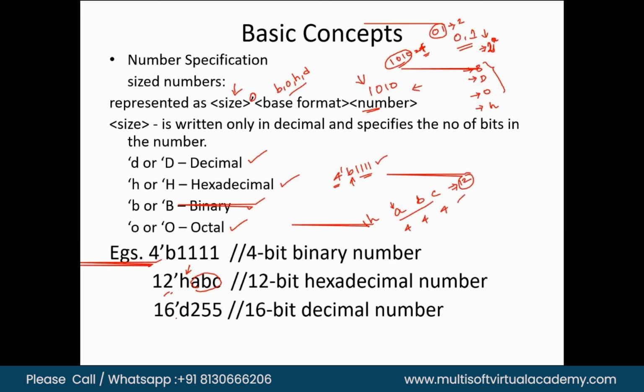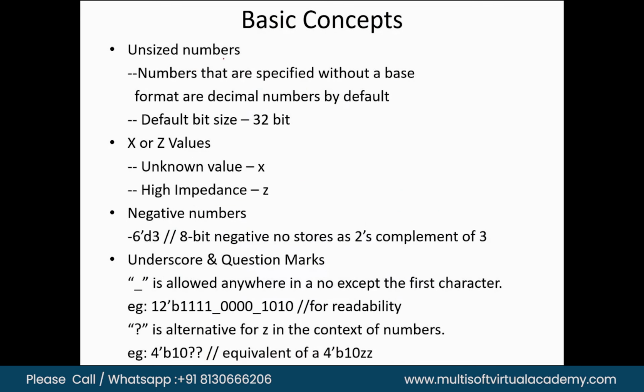Similarly, for an 8-bit decimal value, the value is 0 to 255. That's the maximum decimal value. The other one is the unsigned number. When it is represented without any base format, it is nothing but an unsigned number. When it is an unsigned number, the default size is 32-bit, and the format will also be decimal.